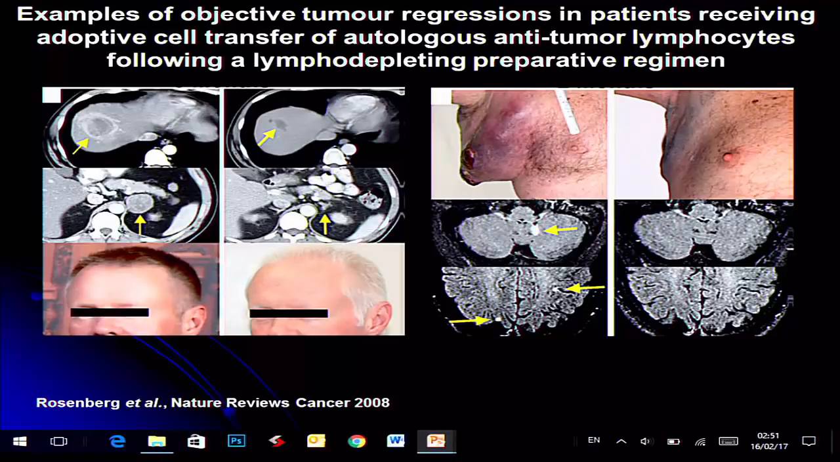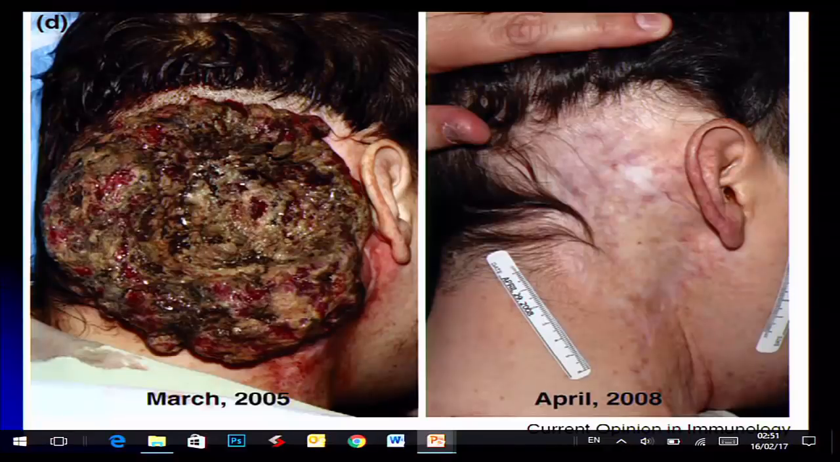And those T cells can actually go, even in the brain, and locate small tumors and destroy them, and even big tumors. I'm sorry for the picture, but this is a melanoma patient. This is a metastasis, so this is not even the primary tumor, on the base of the neck. This patient was treated with his own T cells 12 years ago. This was last month or 2 months ago.